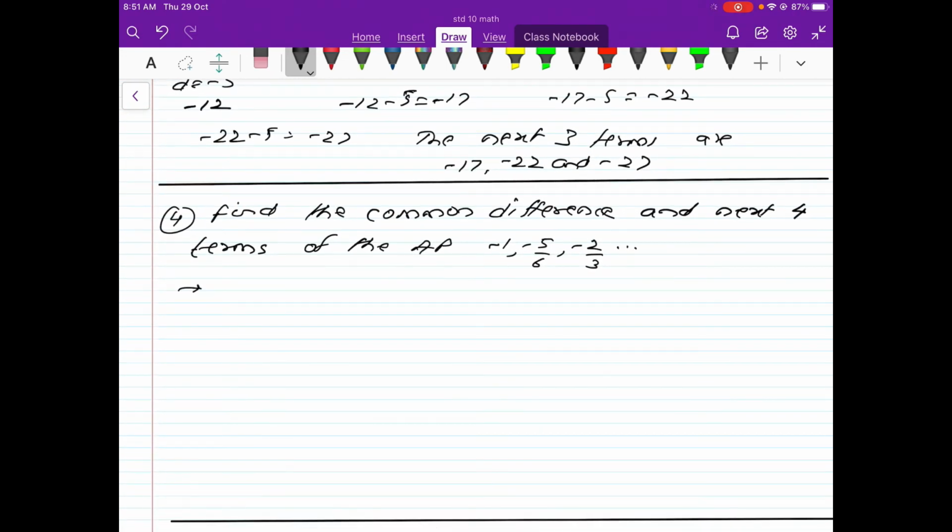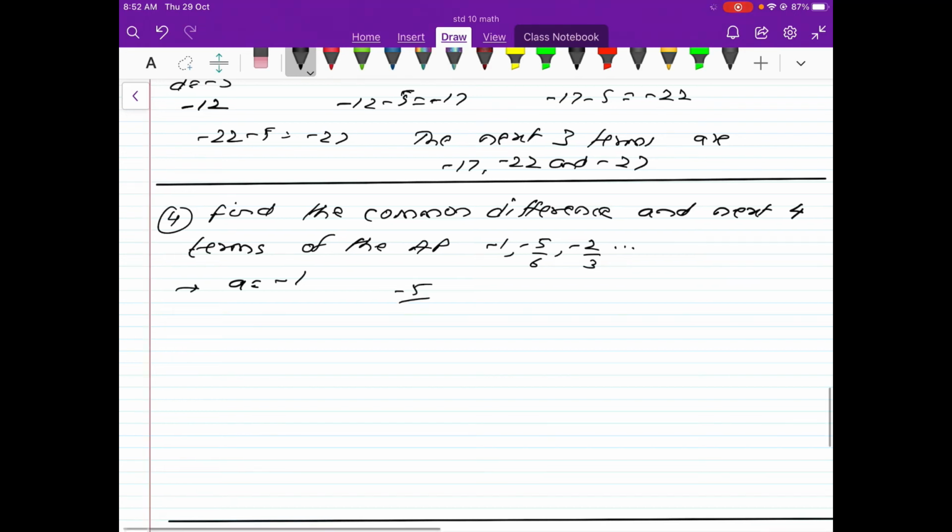Now the fourth sum, find the common difference and the next four terms of the AP, minus 1, minus 5 upon 6 and so on. So the first thing we know, the first term is minus 1, no doubt about this. Now for finding the difference, we have to take the second term, and from this we have to subtract the first term. Now the first term is already minus, so minus of minus becomes plus, so this becomes minus 5 upon 6 plus 1. So when you cross multiply, you will get 1 upon 6. So we can say the difference is 1 upon 6.